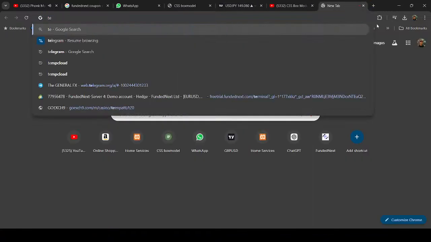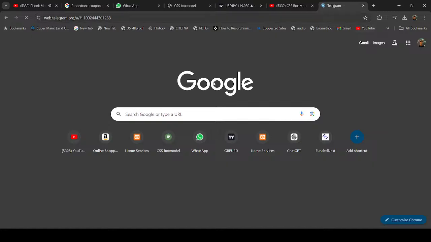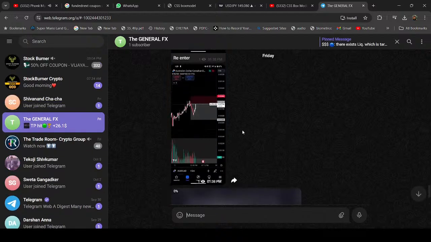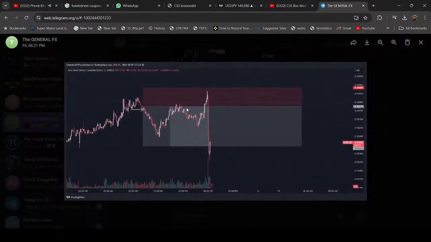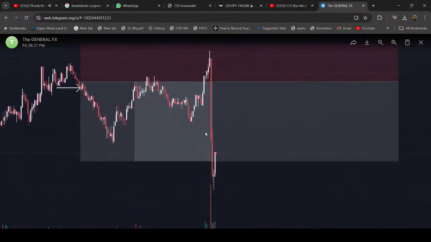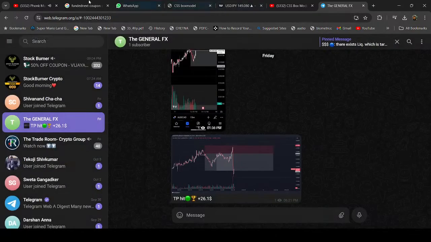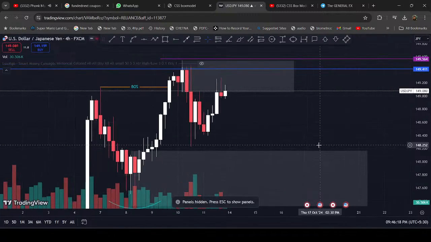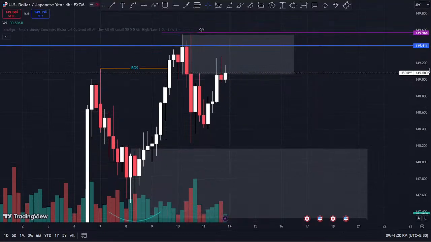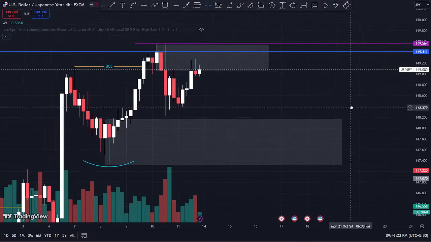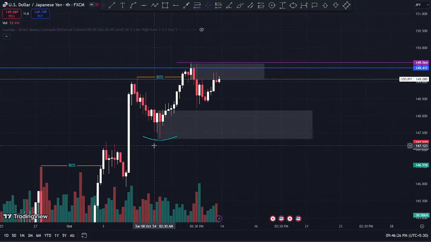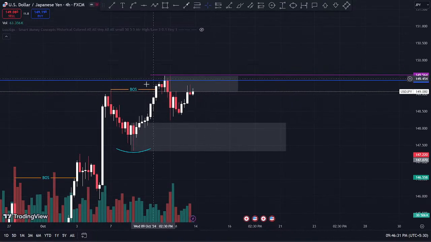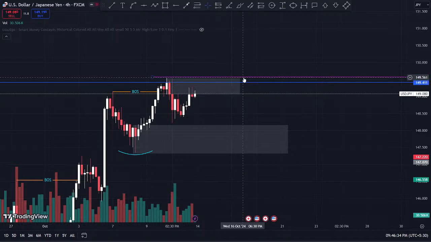Okay, so let me show what my trade was on Friday. So on Friday we traded this. So USD JPY, right? If this is a strong low, then we expect the price to break this level. But since it is in a liquidity pool, I have marked this as a swing range.